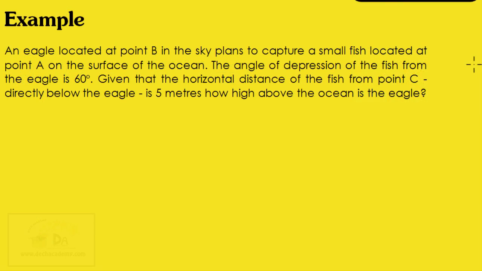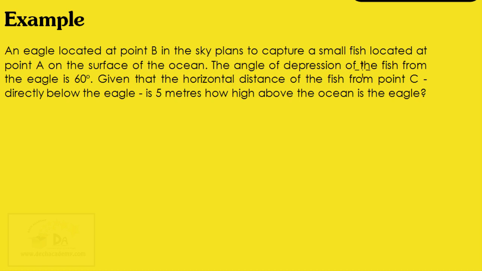Here's another example question. It says, an eagle located at point B in the sky plans to capture a small fish located at point A on the surface of the ocean. So we have an eagle flying and it's in the sky. At some time instant, the eagle is at point B and is trying to capture a fish which at that same instant is located at point A on the surface of the ocean, the water.